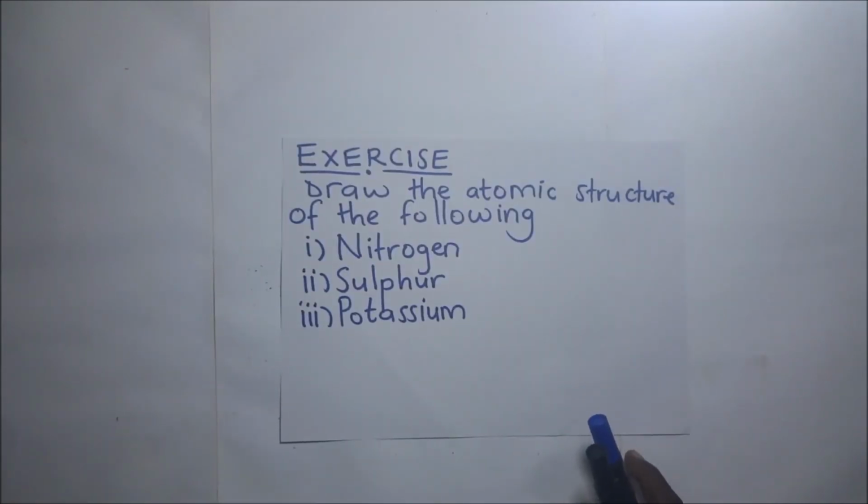So before us, we have an exercise: draw the atomic structure of the following. We are going to draw the atomic structure of nitrogen, of sulfur, and also of potassium. The answers and explanations will be given in the next video.